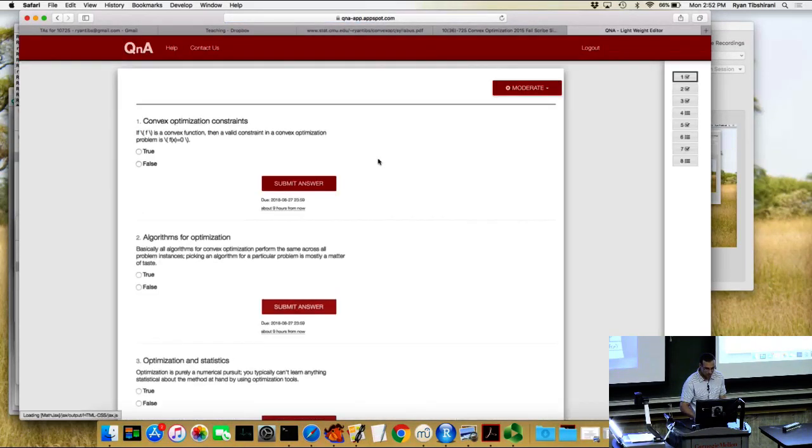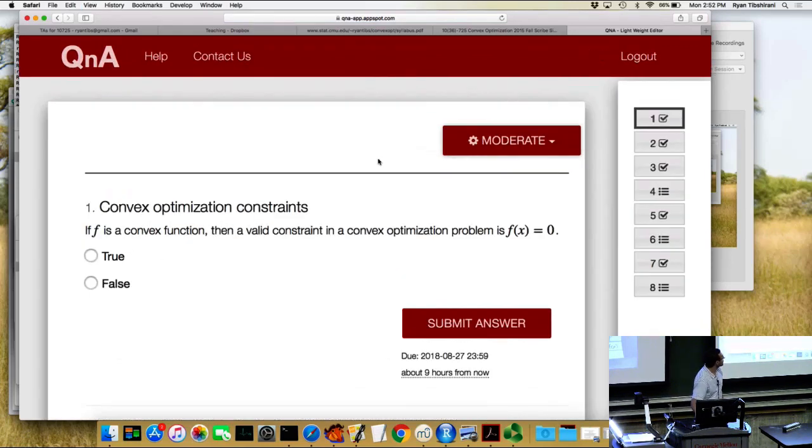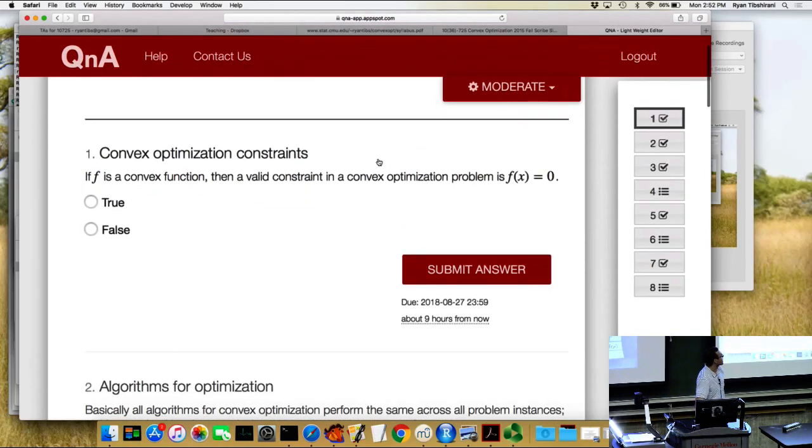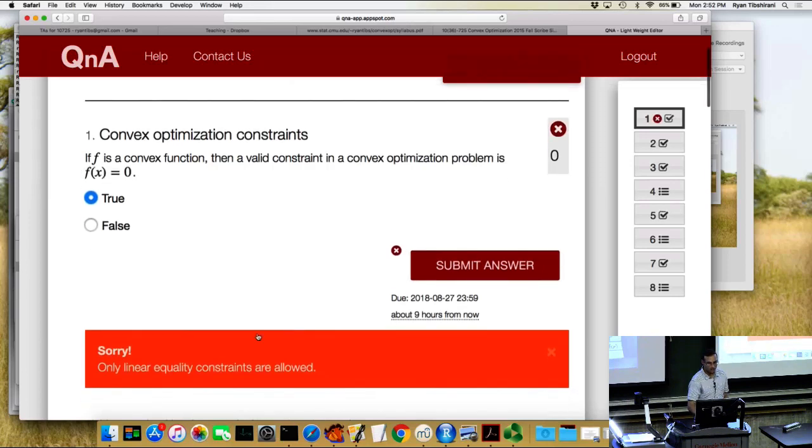Here's an example. If f is a convex function, then a valid constraint in a convex optimization problem is f of x equal to 0. So actually, we saw that that's not true in general, because we have to have affine functions for equality constraints. So even if you clicked true, you'd see it says, sorry, only linear equality constraints are allowed. And then you click false, and you get half a point.